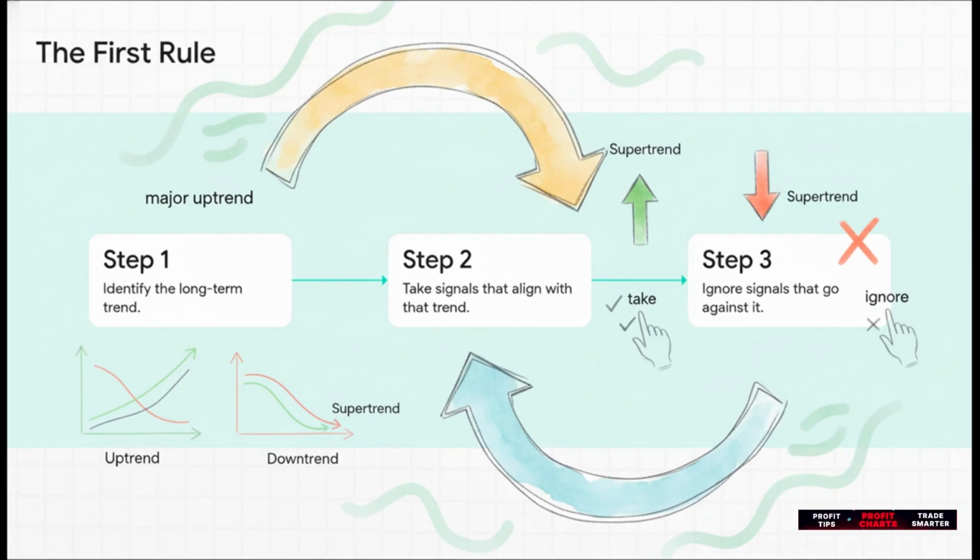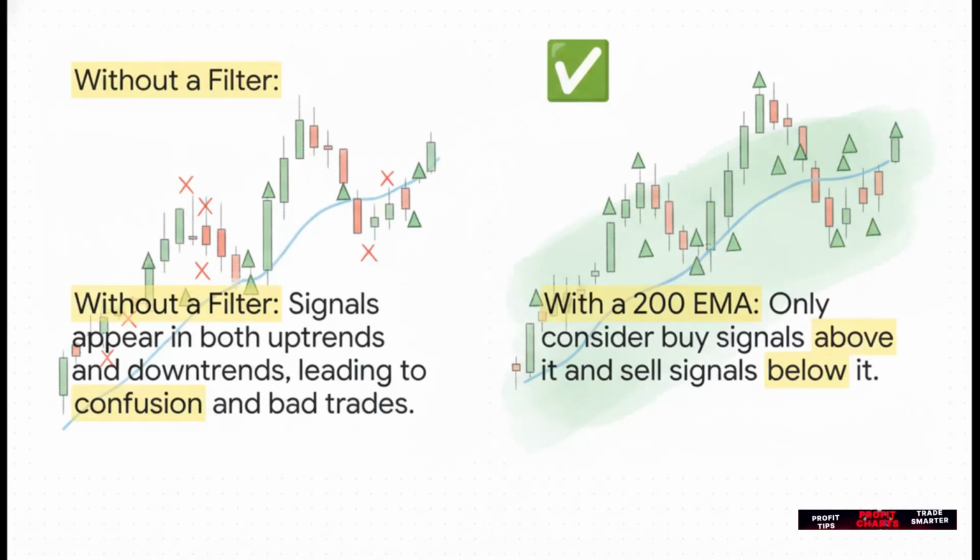Before you even glance at that little red or green line, you have to zoom out and figure out the bigger picture. Is the market in a major uptrend or a major downtrend? Once you know that, you only, and I mean only, take Supertrend signals that agree with that dominant trend. Any signal that goes against it, you just throw it out. It doesn't exist.